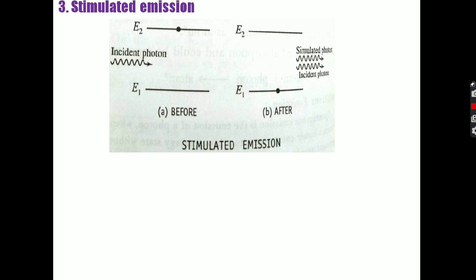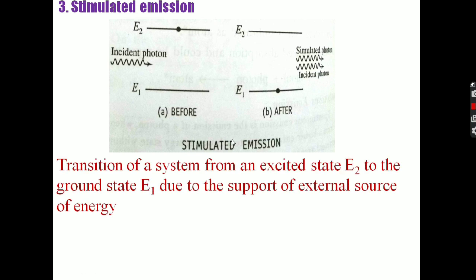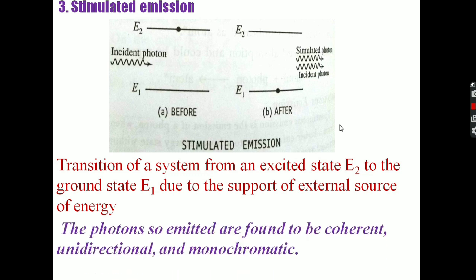And the advantage of this particular type of transition is that the emitted radiation is coherent, meaning the emitted photons have the same wavelength, they will have the same phase difference, meaning constant phase difference, and they move in the same direction, hence they are called unidirectional. Monochromatic because they have the same wavelength, coherent because they have the constant phase difference and the same wavelength.